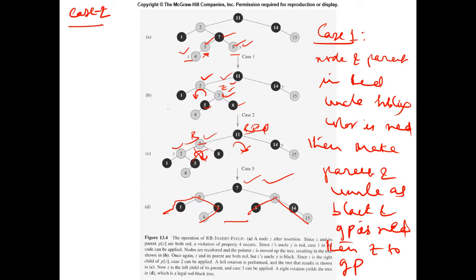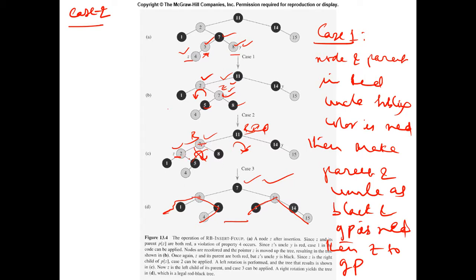Then you apply a simple left rotation on its parent. That's it. When you apply a left rotation on parent, what do you get here? 7 will occupy here, you can see, and 2 will go to the left of 7, and 5 will be attached to the right of 2. That is what exactly it is. Then again, after doing this, you can find your Z is at 2 and its parent is again red.